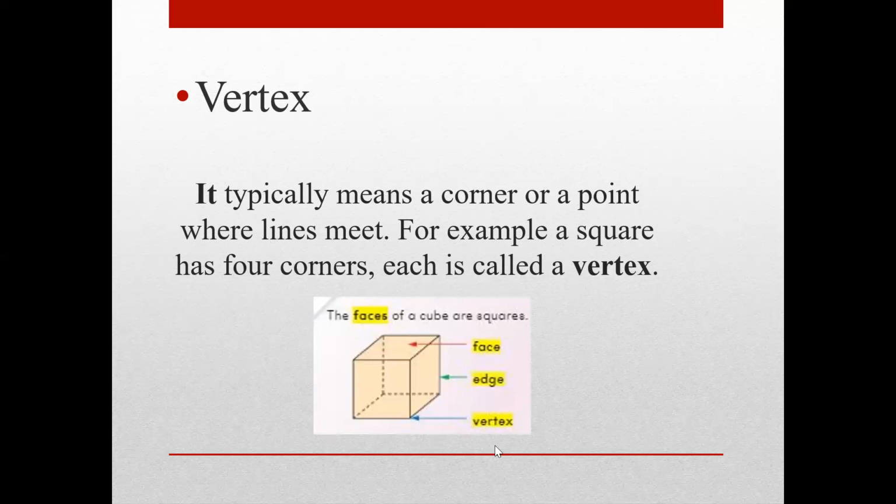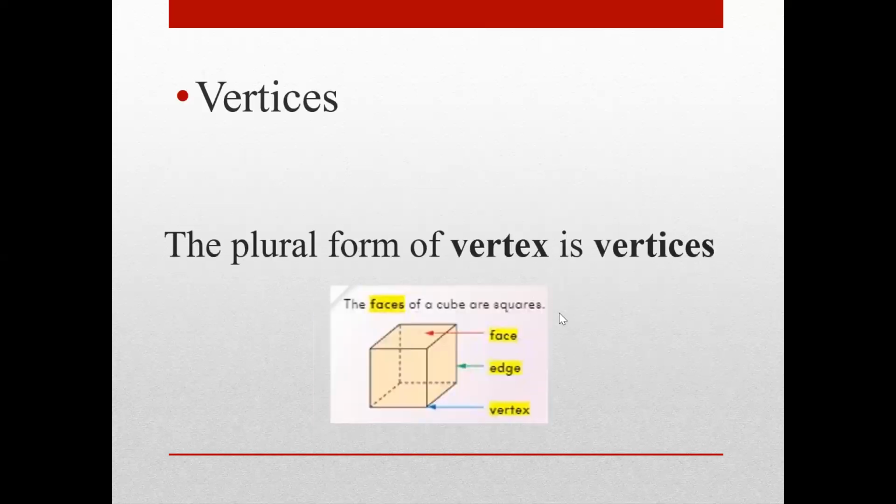Now have a look at this image. You see these points here, 1, 2. This is a three-dimensional shape, so it will have more of these dots here. And finally we have the vertices. It's the plural form of vertex, which is called vertices, which means more than one vertex is called vertices. I hope that was clear to all of you.